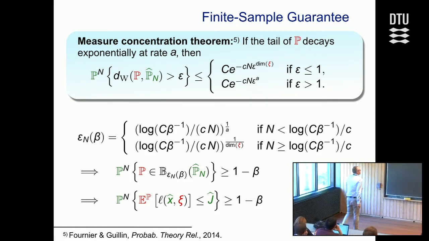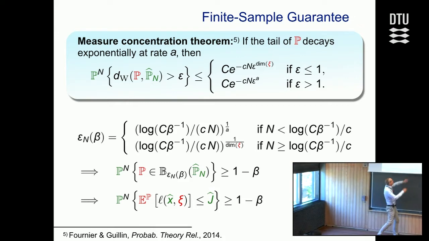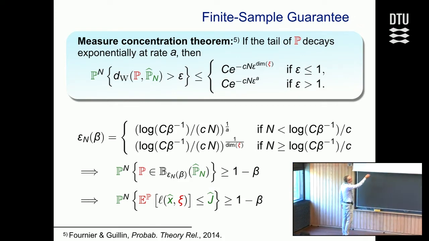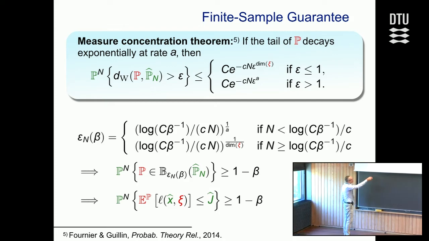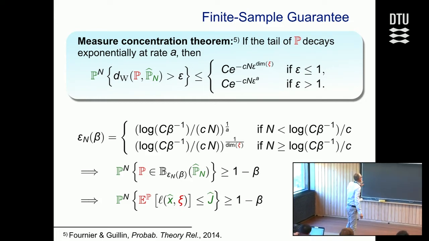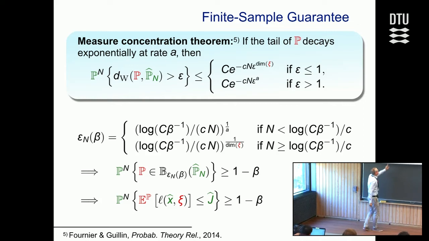Okay. So we've constructed the radius, epsilon n of beta, such that the true distribution P is inside the ball with probability or confidence 1 minus beta. That's what we did. Now, this gives us an out-of-sample guarantee, right? This gives us this guarantee.